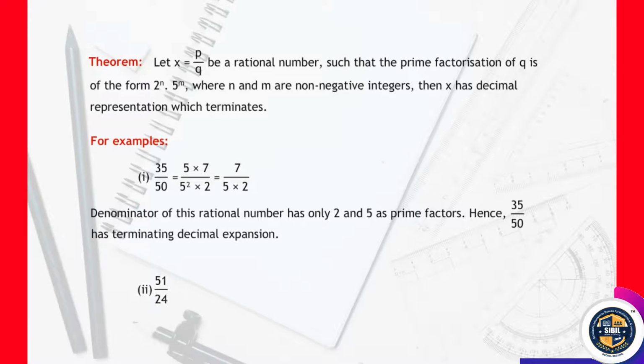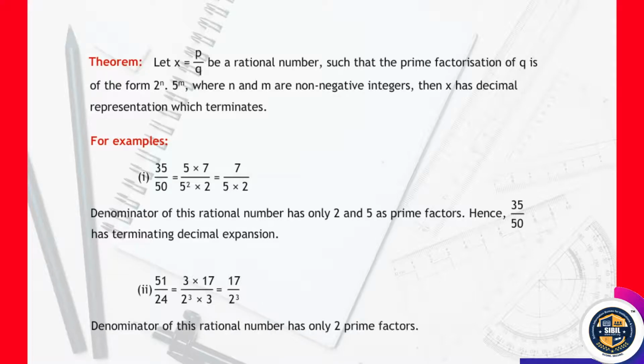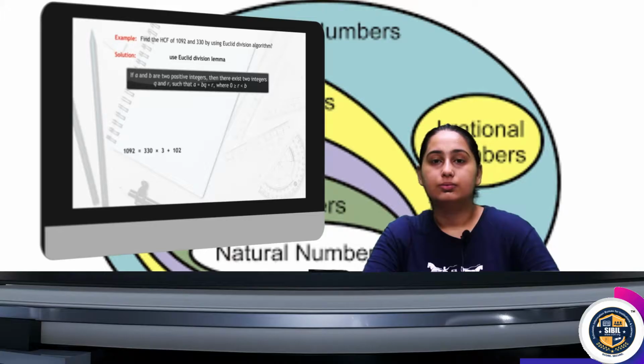Second, 51 by 24. 51 by 24 is equal to 3 into 17 by 2 raised to the power 3 into 3, is equal to 17 by 2 raised to the power 3. Denominator of this rational number has only 2 as a prime factor. Hence, 51 by 24 is a terminating decimal.